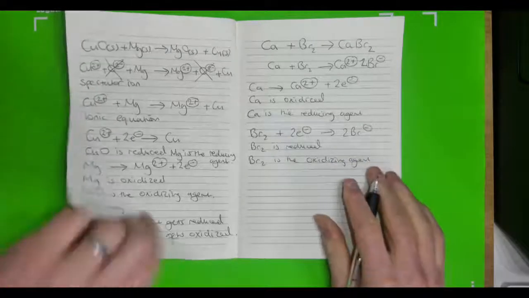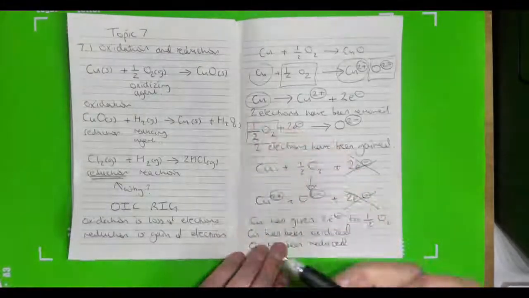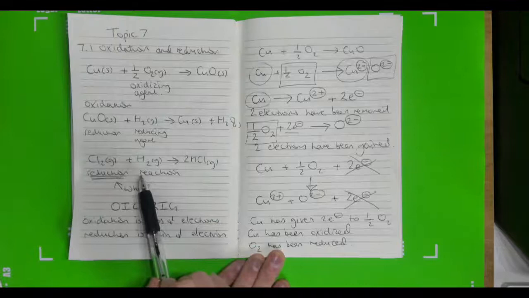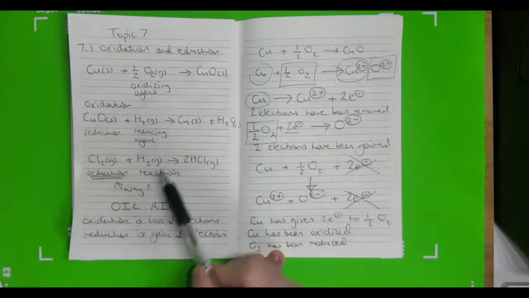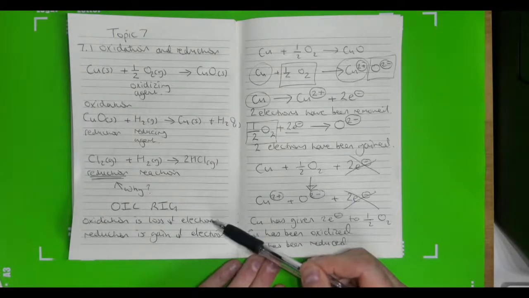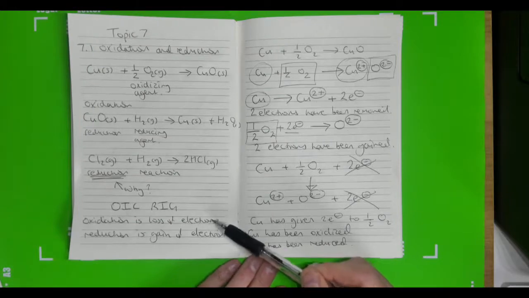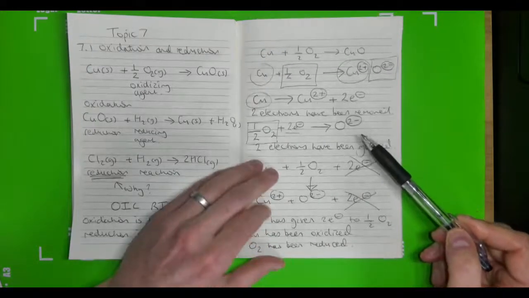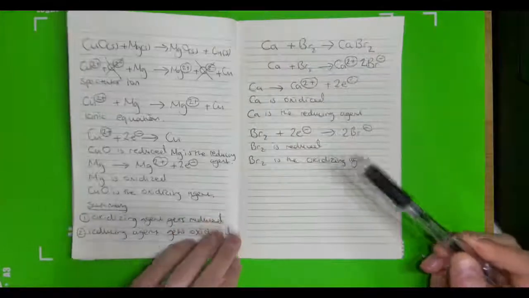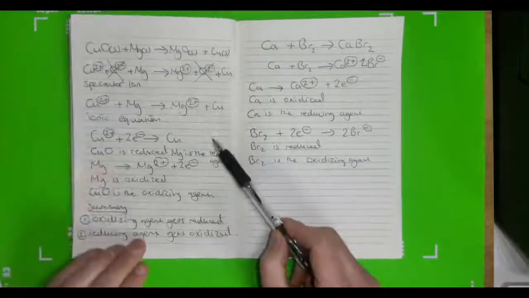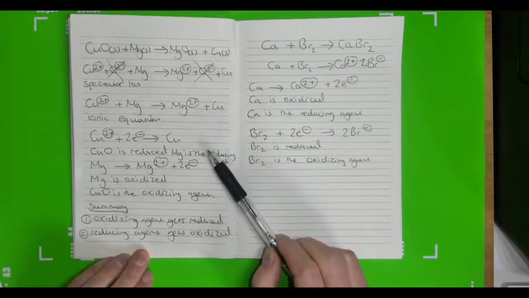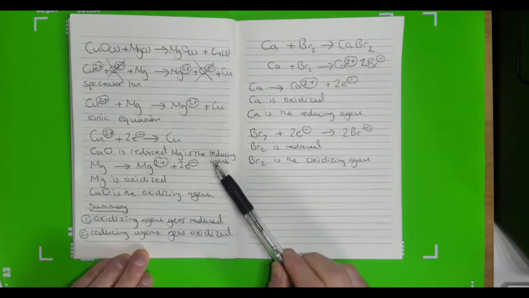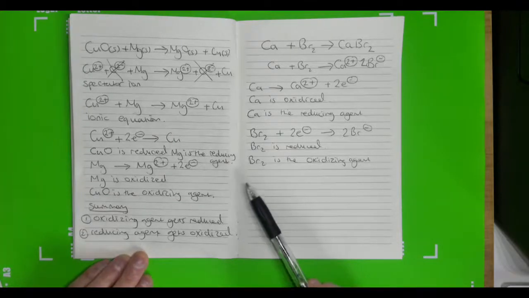Okay, just to summarise, we've defined oxidation and reduction as the addition and removal of oxygen. We've also defined oxidation and reduction as the addition and removal of electrons. We've introduced half equations, and we've used those half equations to identify what has been oxidized, identify what has been reduced, and identify the reducing agent and the oxidizing agent.